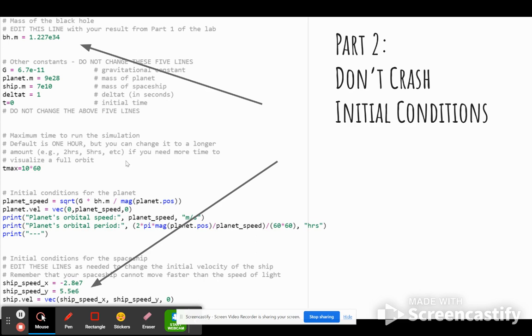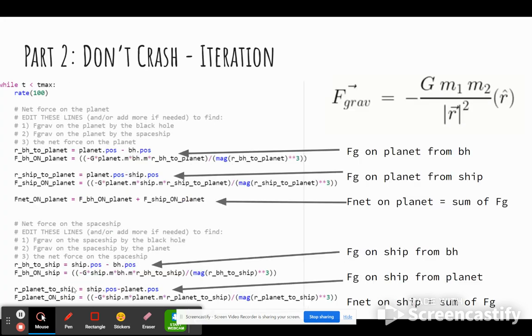Now in part 2, we have our initial conditions of the don't crash. We had the mass of the black hole, which I found in part 1, and that becomes an initial condition. Then we guess and check these initial speeds, because we want to find a safe initial velocity, basically. So we sum all of the net forces in all these different parts. We have the Fg on the planet from the black hole, Fg on the planet from the ship, and then F net on the planet is just the sum of those two. We do the same thing on the ship, and that's just using the universal gravitation equation.